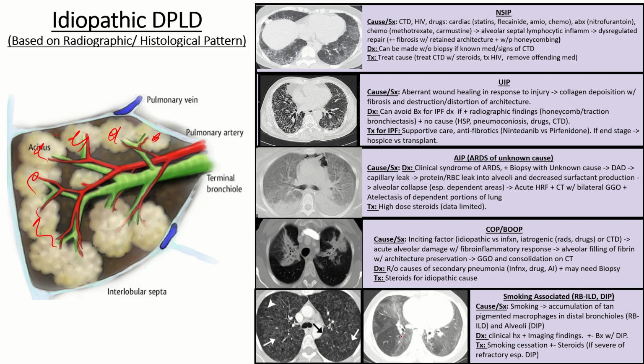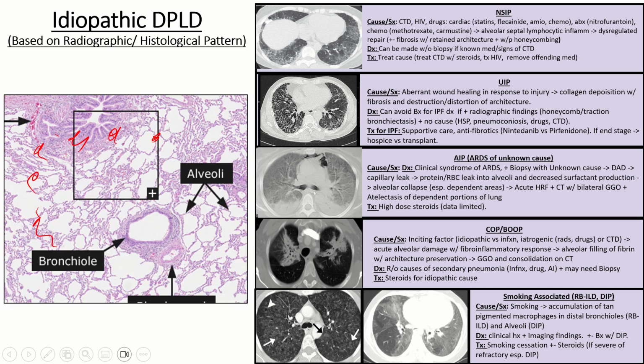And those are really going to be responsive to smoking cessation plus or minus steroids. If someone's hospitalized with, let's say, DIP and they're hypoxic, you're probably going to give them steroids as well. All right. And remember, these are really based on a radiographic histological pattern. They're not as much disease entities in and of themselves. They're basically this radiographic histological pattern. And once you say that it's idiopathic, not due to another cause, you can say it's one of these idiopathic diffuse parenchymal lung diseases.